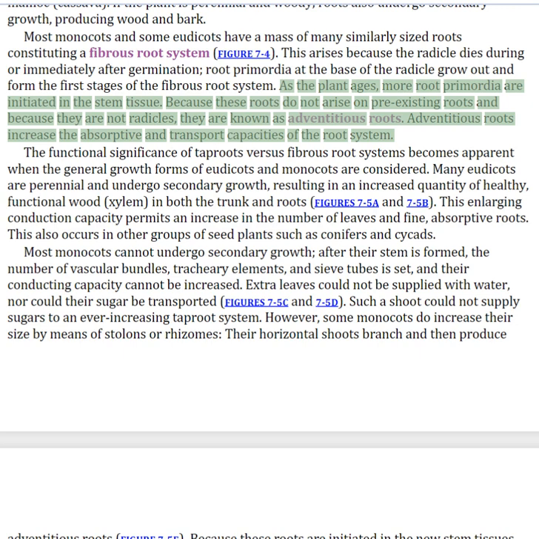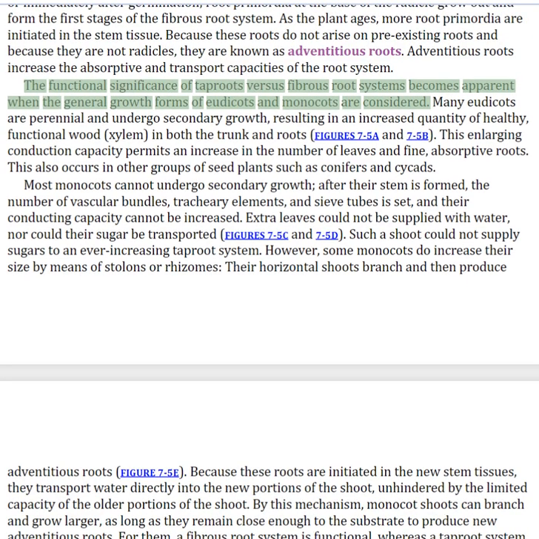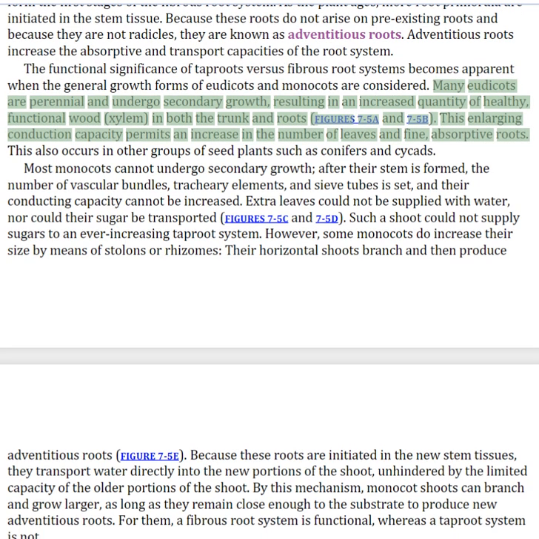Adventitious roots increase the absorptive and transport capacities of the root system. The functional significance of taproots versus fibrous root systems becomes apparent when the general growth forms of eudicots and monocots are considered. Many eudicots are perennial and undergo secondary growth, resulting in an increased quantity of healthy, functional wood in both the trunk and roots.